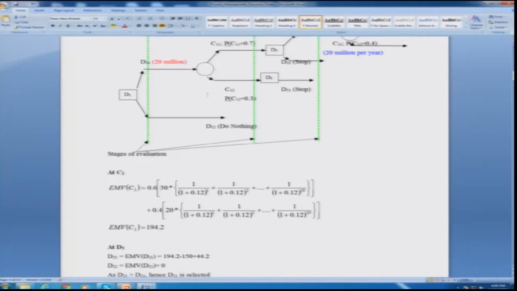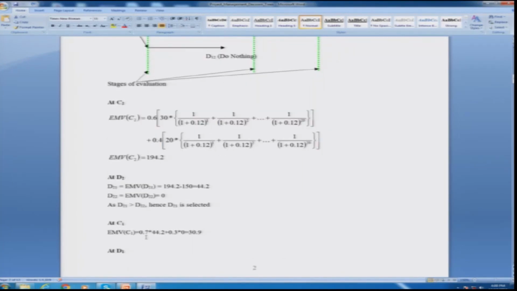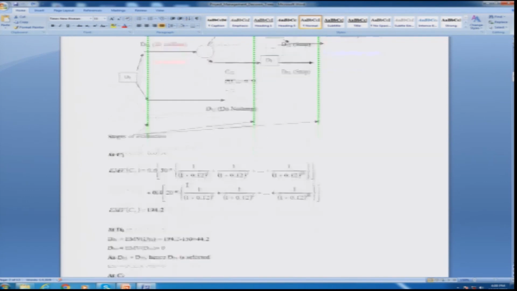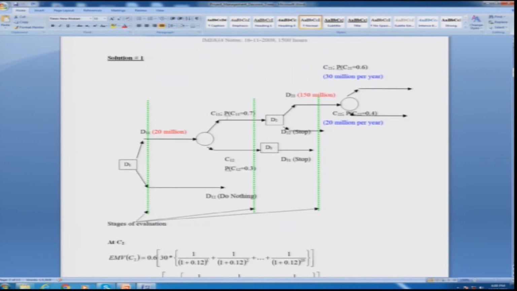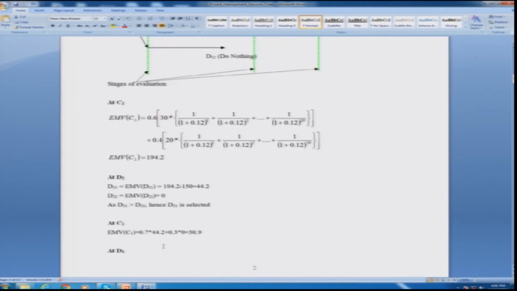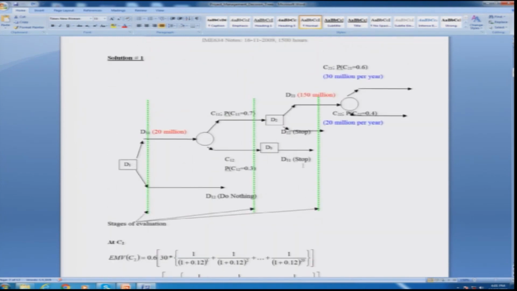Now, similarly at the point of C1, 44.2 is already the value which is positive here. So, what I will try to find out is whether the probability multiplied by 44.2 and the value where I am not taking a decision, whether that is positive or negative in the overall expected value sense. Similarly, 70% or 0.7 multiplied by 44.2 plus 30% into 0, because why is it 0? Because there is no cost involved.